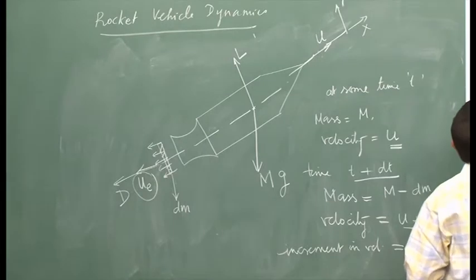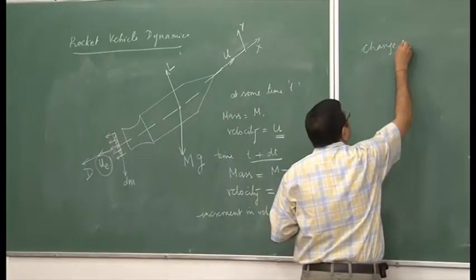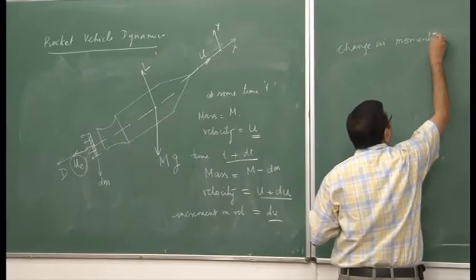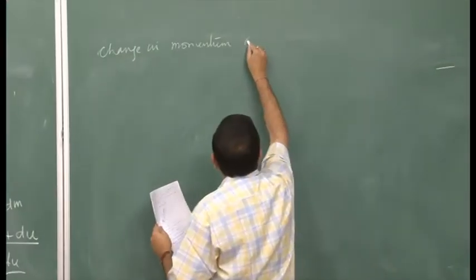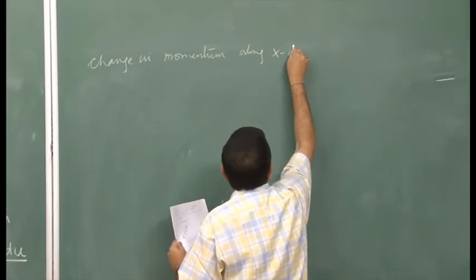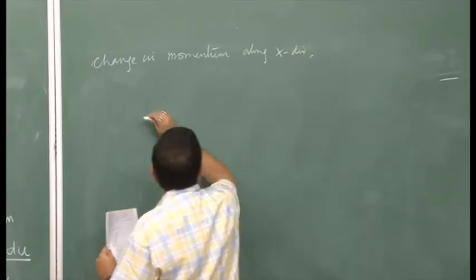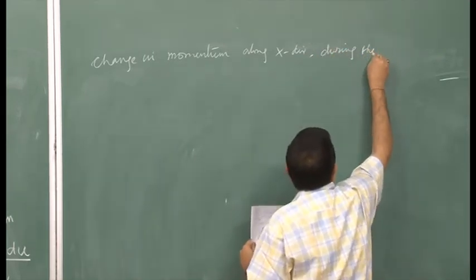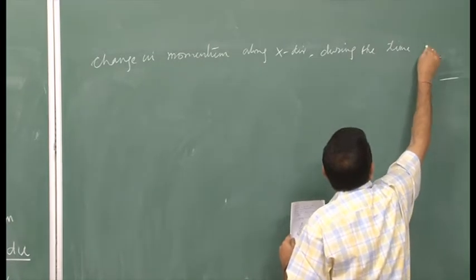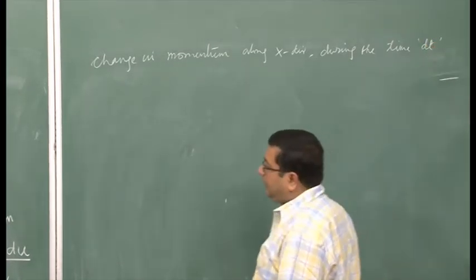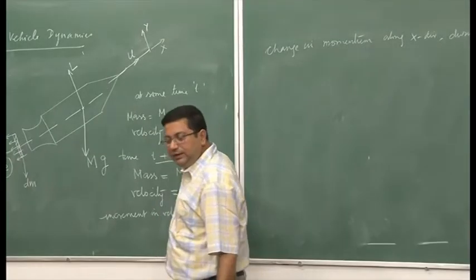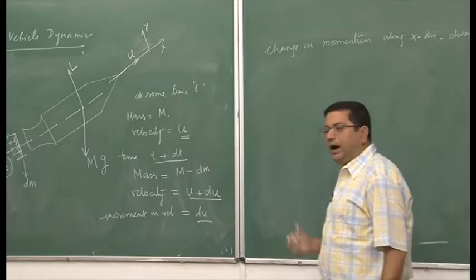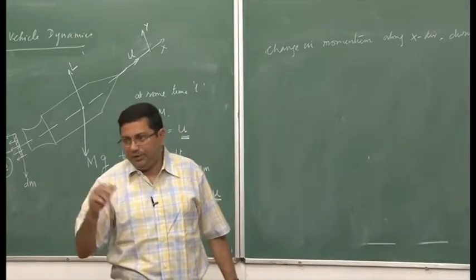So, let us consider the change in momentum along the x direction during the time dt. Our initial time was t, the final time is t plus dt. So, the time duration we are considering is dt. During this time, how much change in the vehicle momentum has happened?